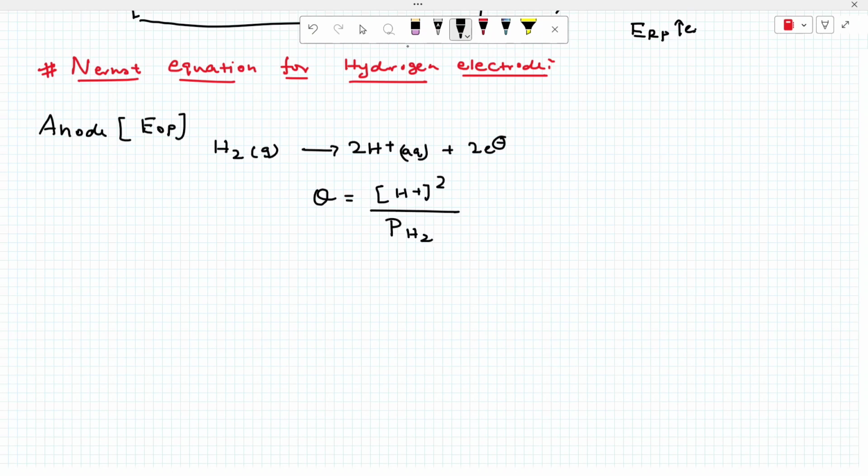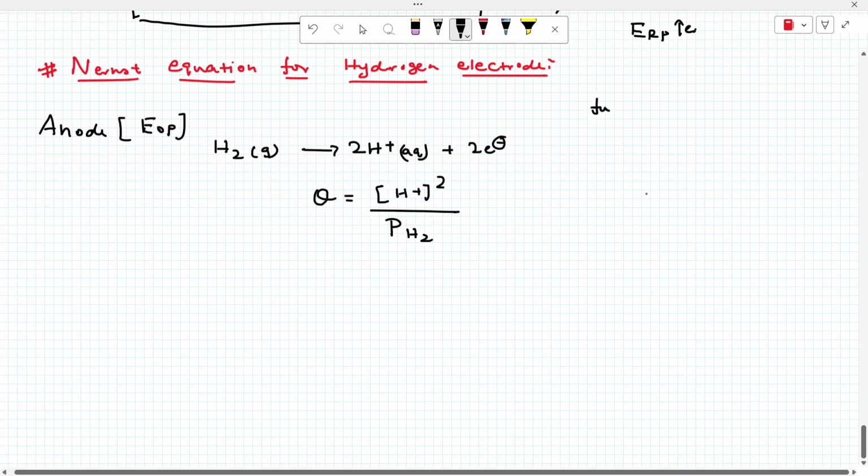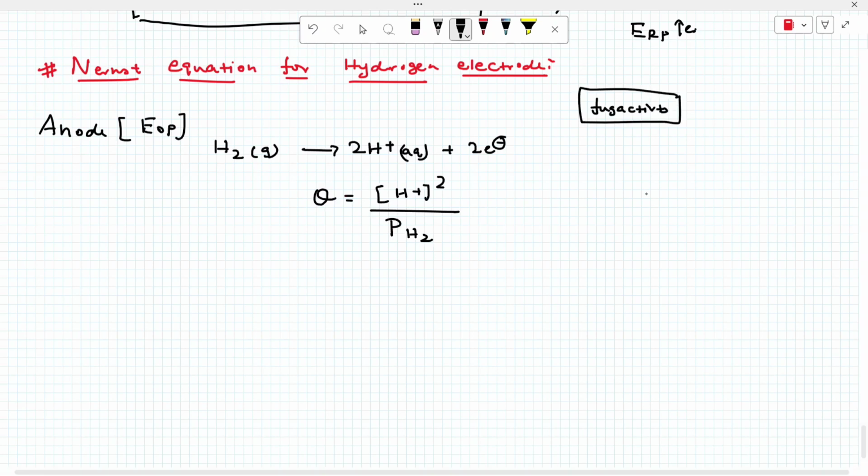See, whenever the reactant is a gas, that is a partial pressure. But instead of partial pressure, we can say fugacity. This is the actual word. Listen, in the basic concept we use concentration, but at the professional level we have to say activity, and for pressure we have to say fugacity.